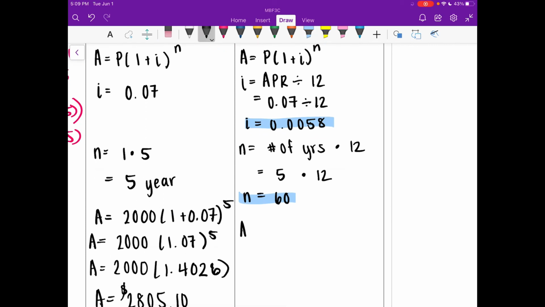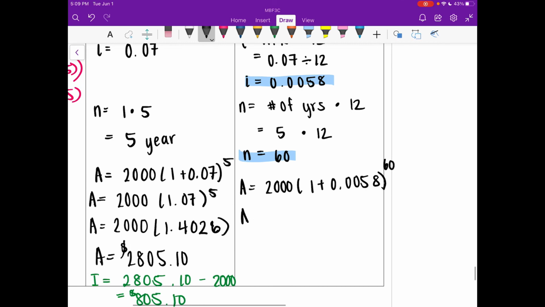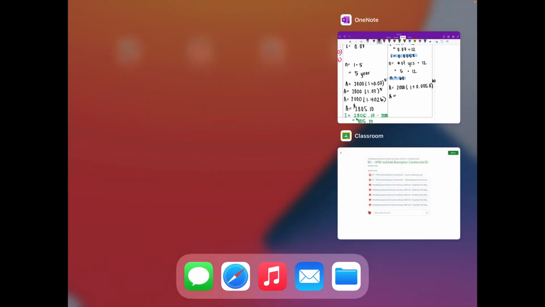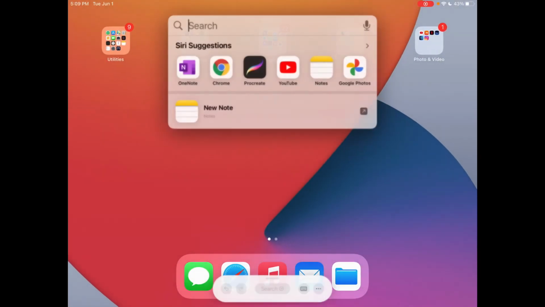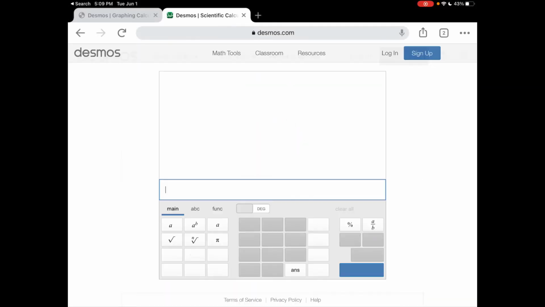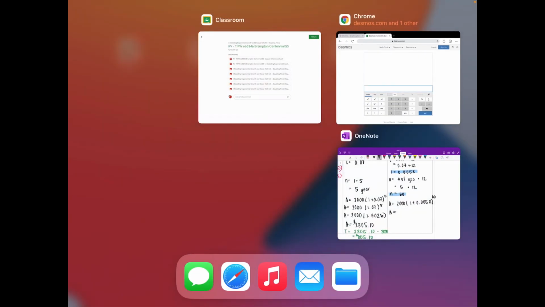So a is equal to 2000, which is my p-value, times 1 plus 0.0058 to the power of 60, right? And to be frank, I'm just going to put this all into my calculator in one step, and I'll show you how to do that. So let's see if I can pull up my Chrome here and our Desmos calculator.